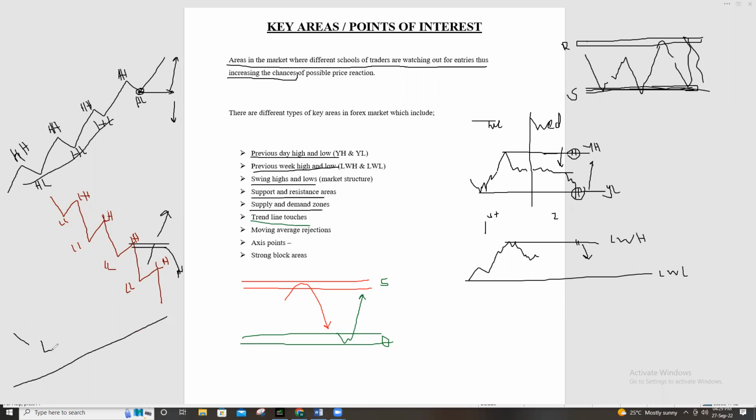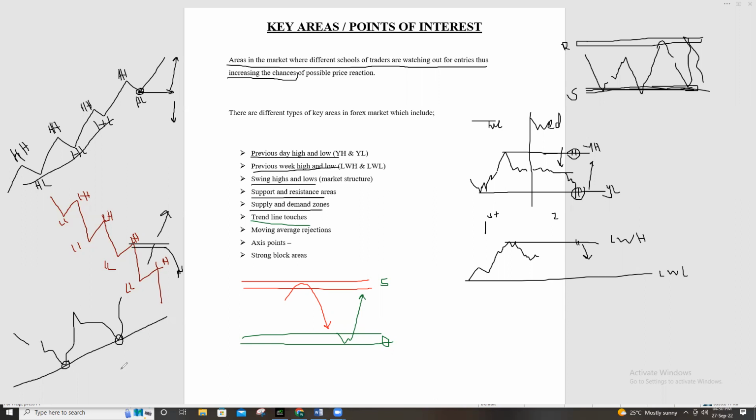So the touches, when the market touches your trend line and reacts off it, comes, touches it and reacts off it. Now these points here, they become key areas. The trend line touches also become points of interest.